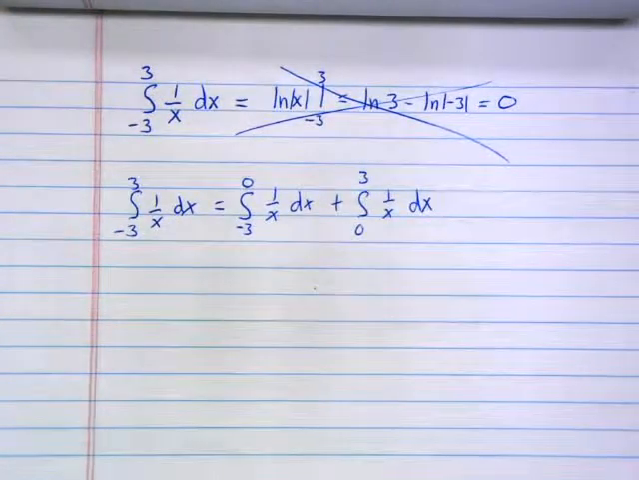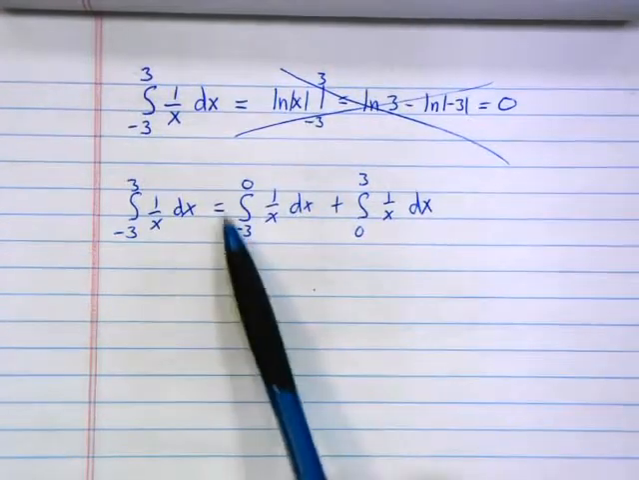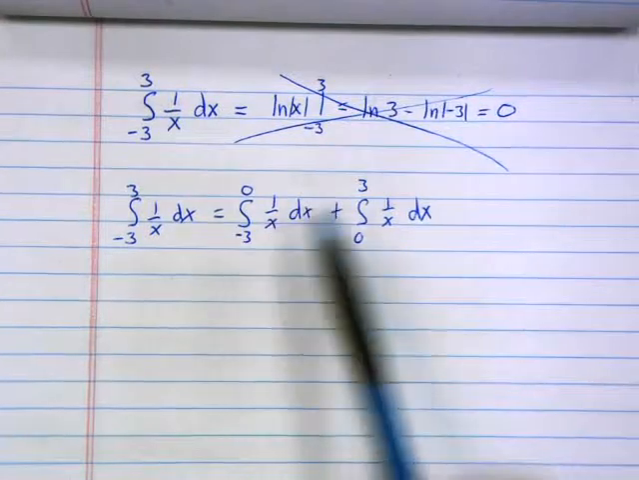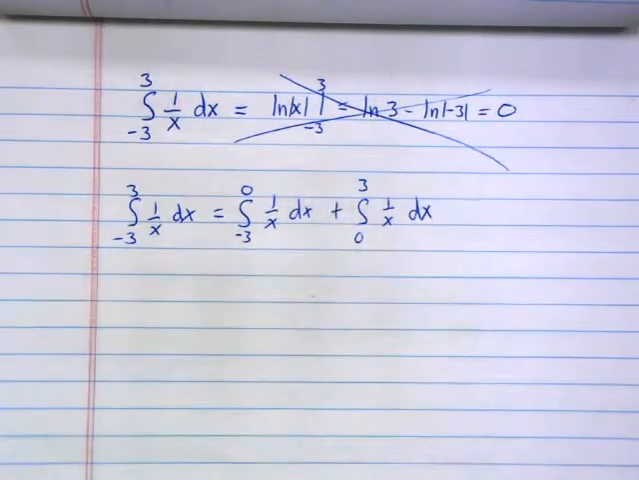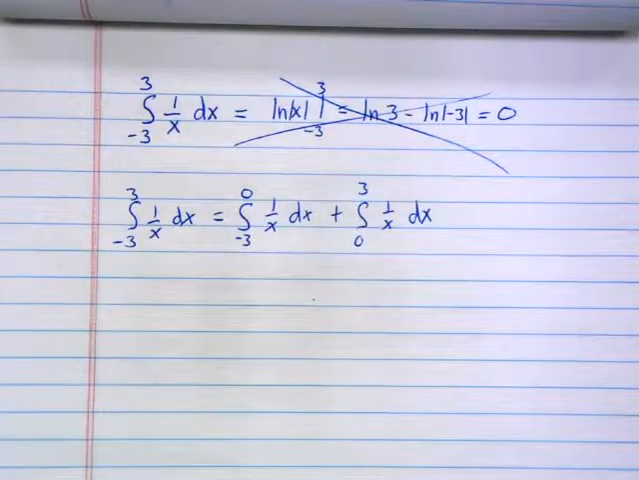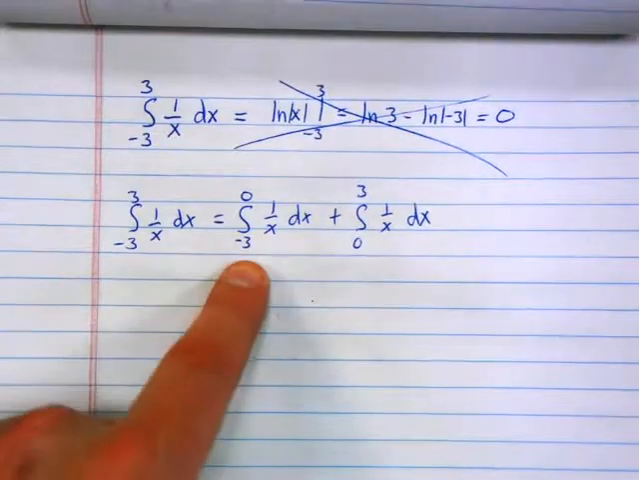You have to split it where the discontinuity occurs, split it where the vertical asymptote occurs. Okay? And then what has to happen is this integral needs to converge and that integral needs to converge. If either one of these diverge, then the whole thing diverges. If they both converge, then they converge to the common summation. All right, so what are we going to do with this one?